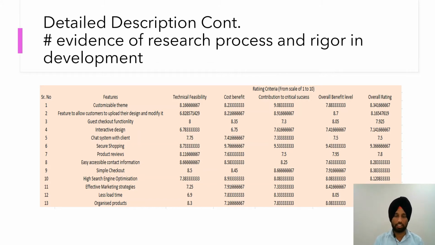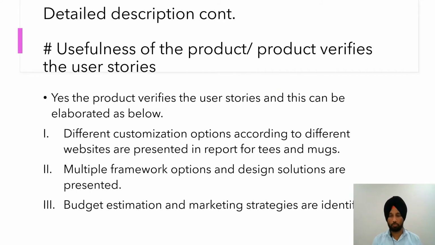And you can see that the features all have rating results more than average, meaning more than 5 or 6. So in this way we can say that all these features are valid and surely will work for the client. Now I will move to the next slide that will prove whether our product will verify the user stories or not. Surely we can say that our product will verify the user stories.